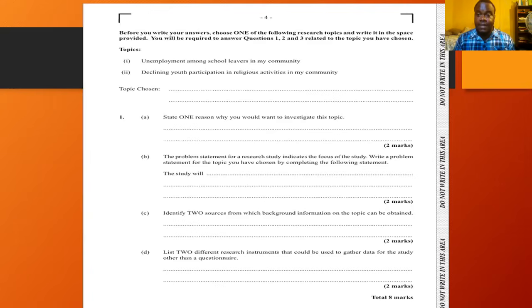That would be my problem statement. Good. Now, C says, a question may be used to focus your research topic. Write a research question to give the focus to your study. All right? So your question must surround unemployment among the youth in your community, right? So what would you have to think about, what would you want to find out from this study? What are some of the main things that you would want to find out?